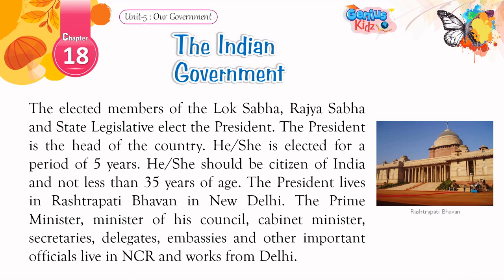The elected members of the Lok Sabha, Rajya Sabha and state legislative elect the president. The president is the head of the country. He/she is elected for a period of 5 years. He/she should be a citizen of India and not less than 35 years of age. The president lives in Rashtrapati Bhavan in New Delhi.